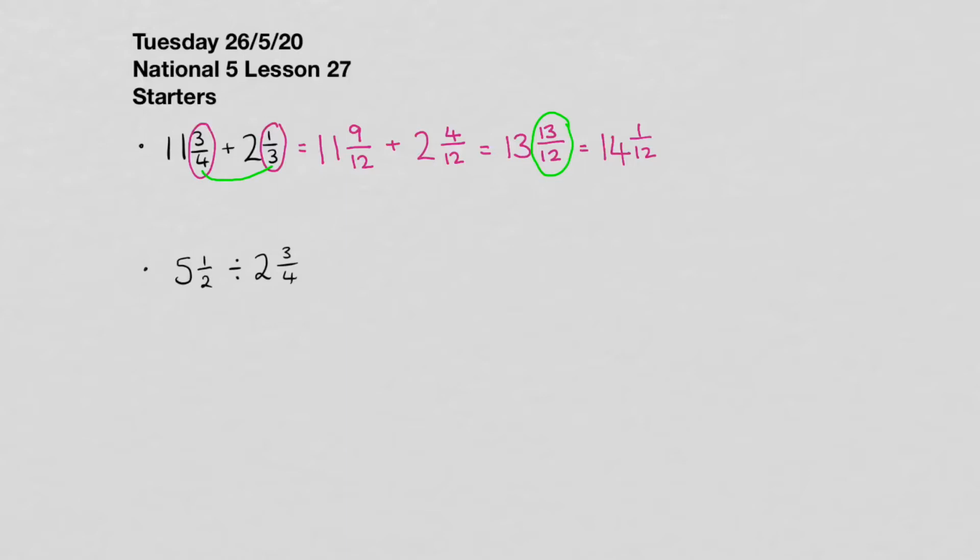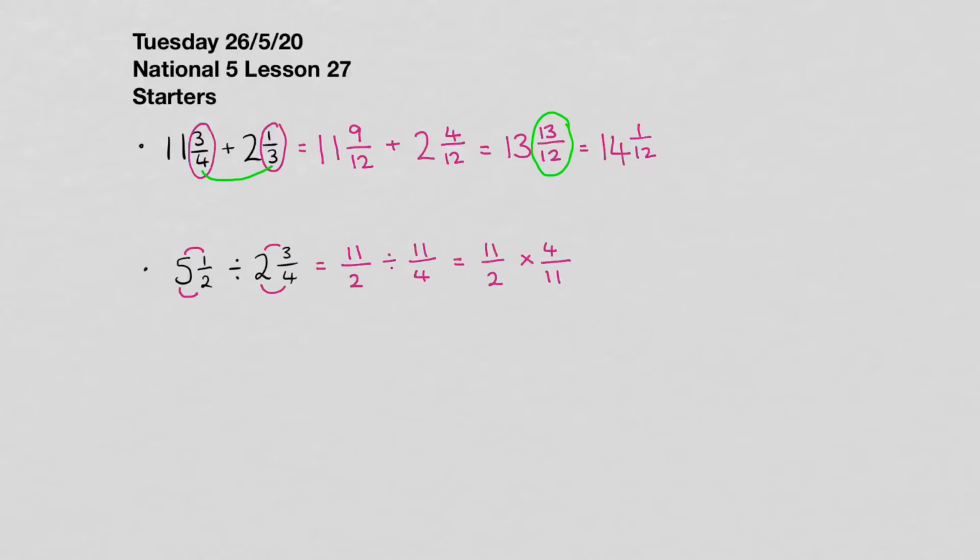Okay, and then the next one, we've got a divide. And remember, when you're multiplying or dividing mixed numbers, you've got to change them to improper fractions. So here, we're going to change our 5 1/2. So remember, we do this times this, add this. So 2 times 5 add 1 is 11. And 2 times 4 add 3 is also 11. So we've got 11 halves divided by 11 quarters. Remember, to divide by a fraction, you turn it upside down and multiply it.